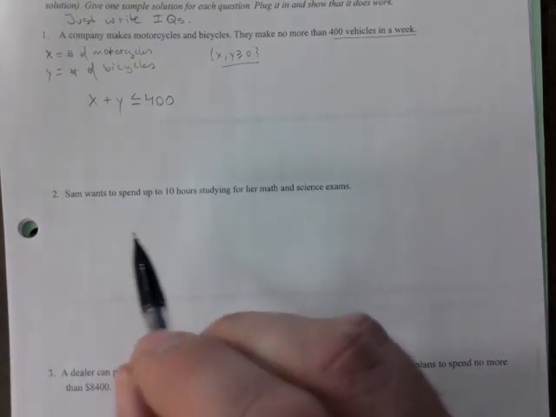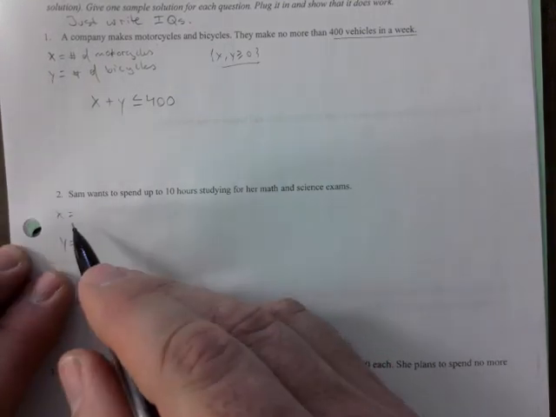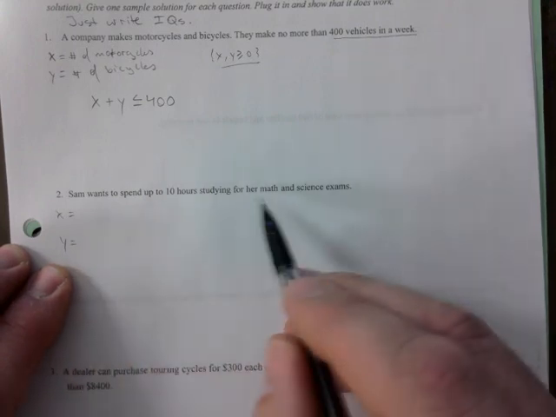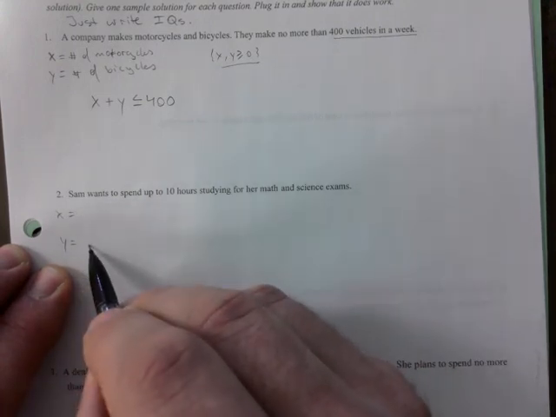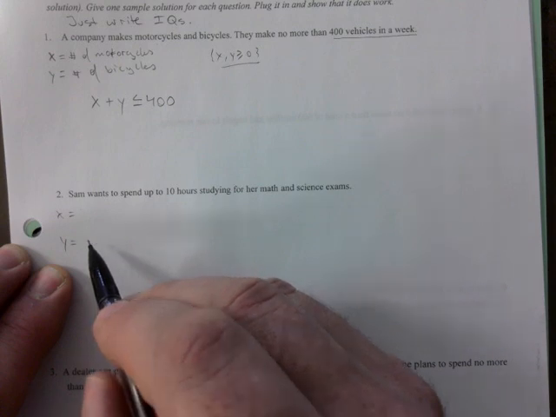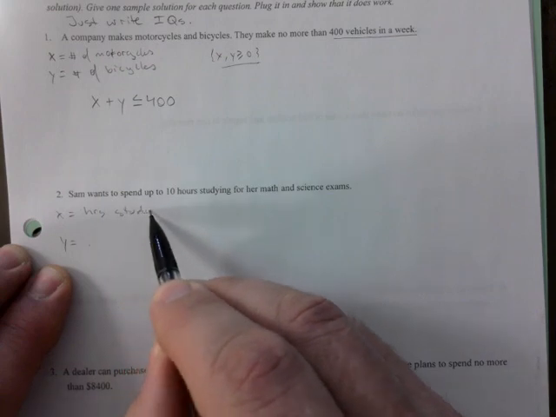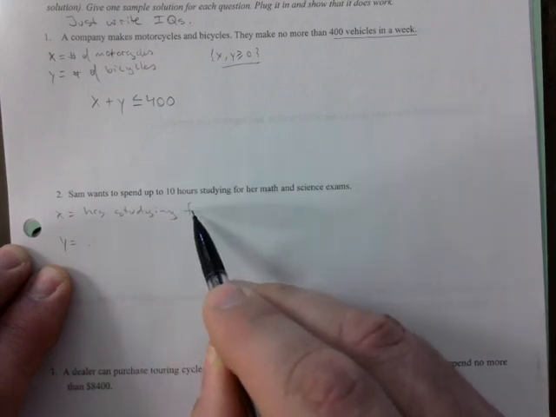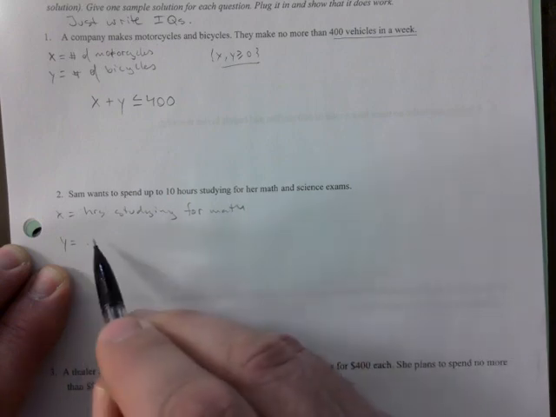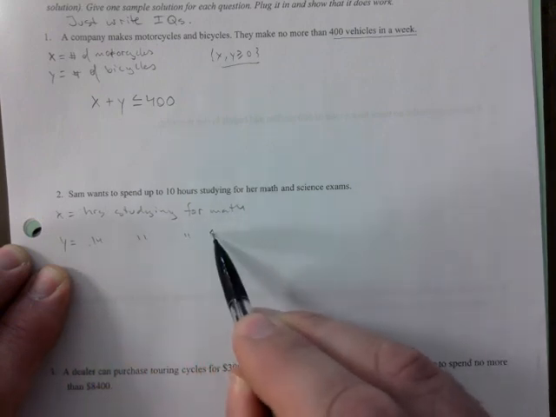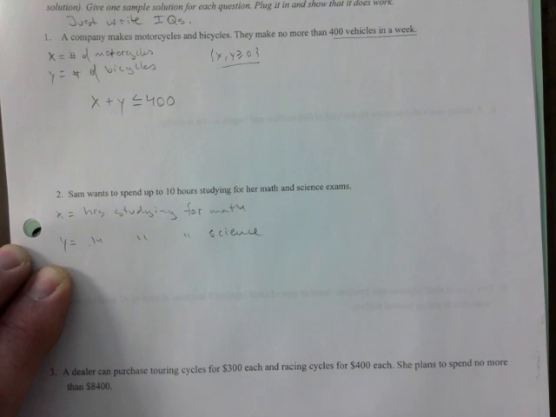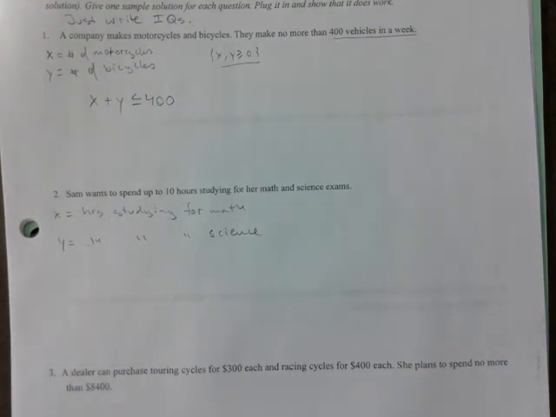Next, math and science exams, right? What would this be? What would X and Y be? Some of you would just put math and science, right? But it's actually hours. Hours studying for math, and this would be hours studying for science, right? So you got to be specific here. Sometimes it's number of just full quantities, and this is hours.